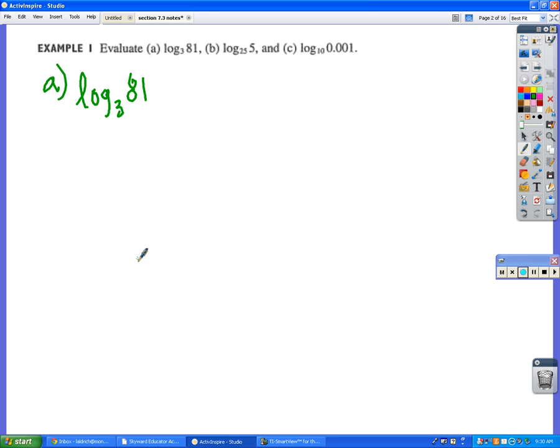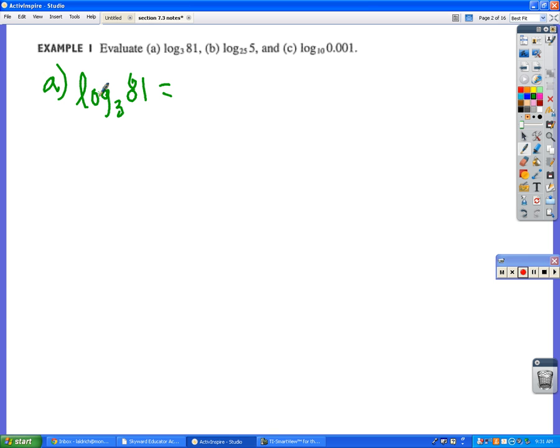So what Raina is saying is this is the base, this is the answer, and what we're trying to find is the exponent. So this log thing is a way of asking, 3 to what power is 81?